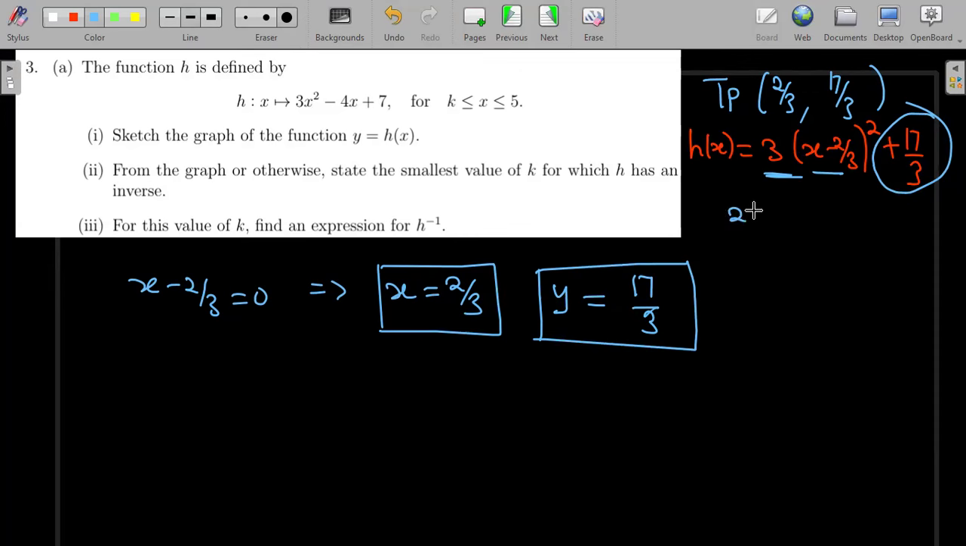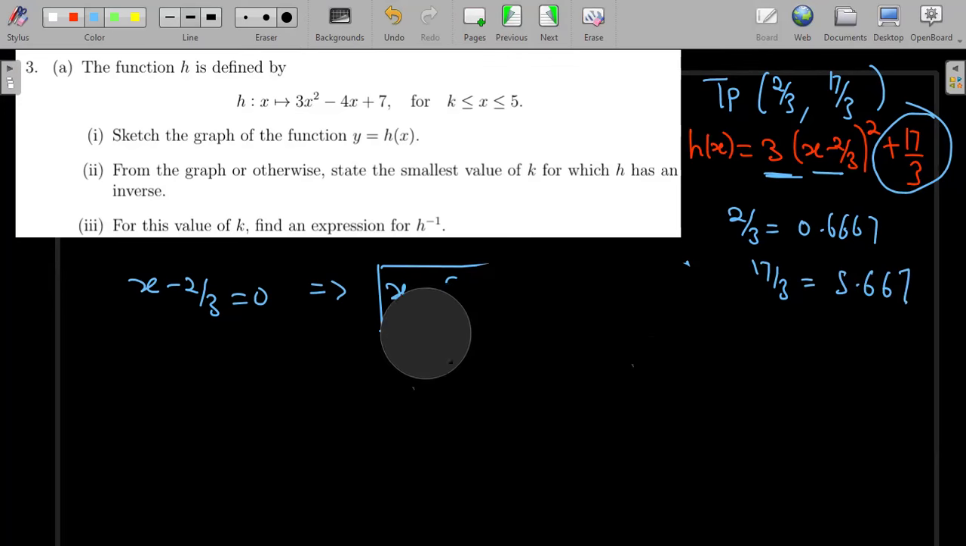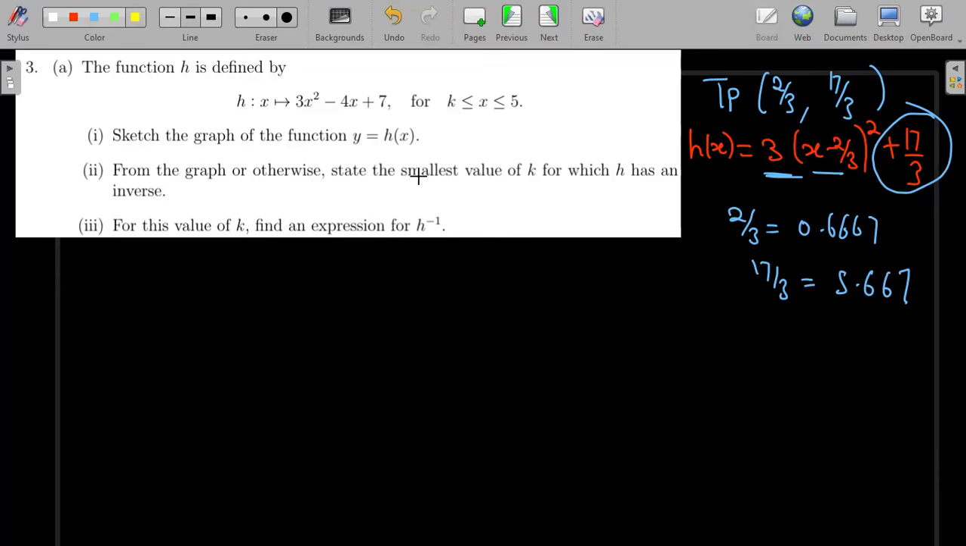Okay, so what is 2/3? If we put it in decimals, it's approximately 0.6667, and then 17/3 in decimals, it's approximately 5.66 somewhere there. Okay, right. So that's what we have as our turning point, and then our y-intercept, we just get it from the original equation. So y-intercept is just a constant there, which is what? 7. So this is my y-intercept. And then we can try to find our x-intercepts. Okay, we can try to find our x-intercepts.